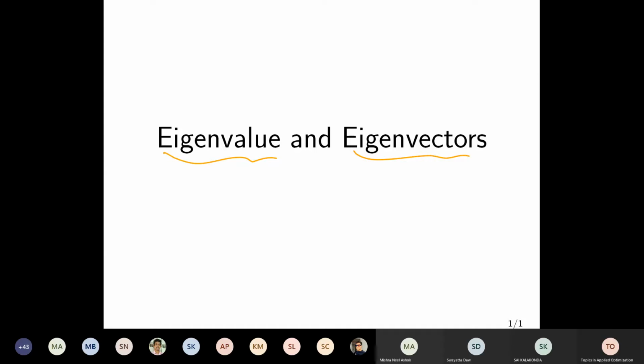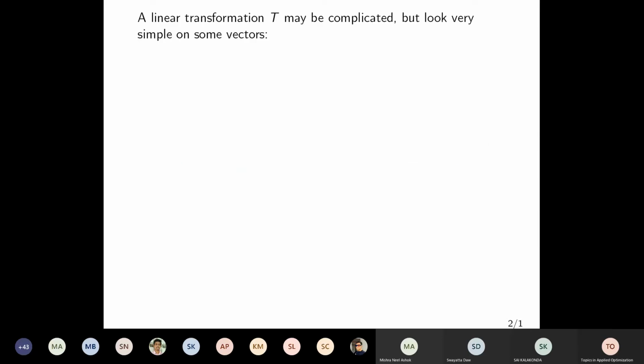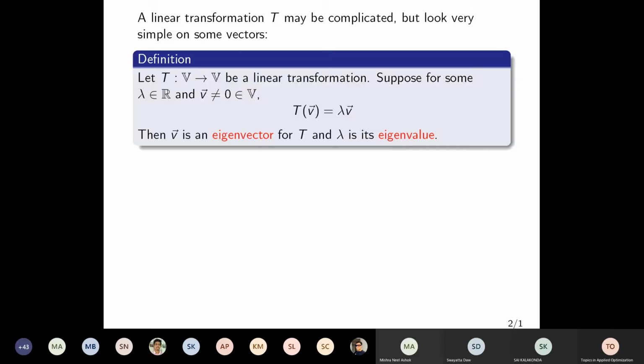Null space, column space, which is equal to the range space, image space. Now from here we will get one more space, which is the eigenspace. Okay. So a linear transformation T may be complicated, but may look very simple on some vector. What it is trying to say is that you may have a linear transformation going from V to V, but sometimes it can look very simple. It's just a scalar multiple of the vector itself that it is trying to map.